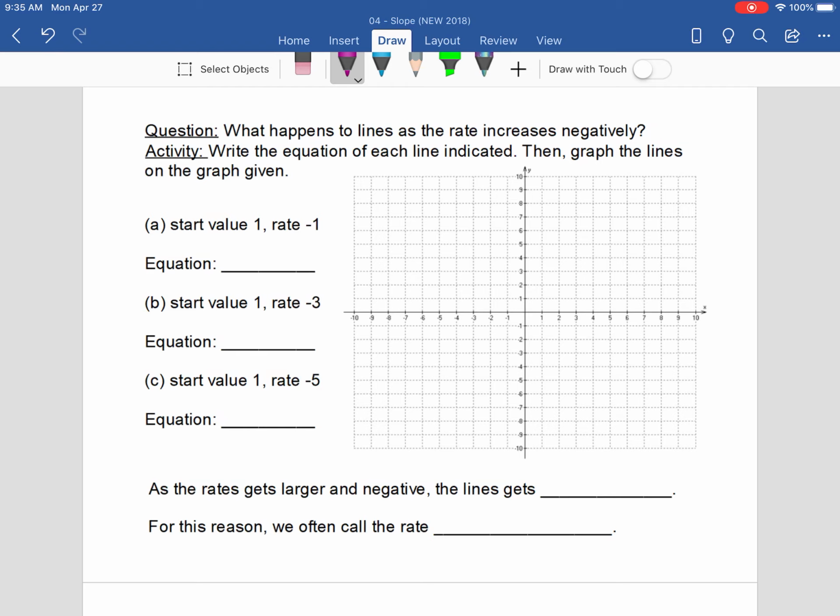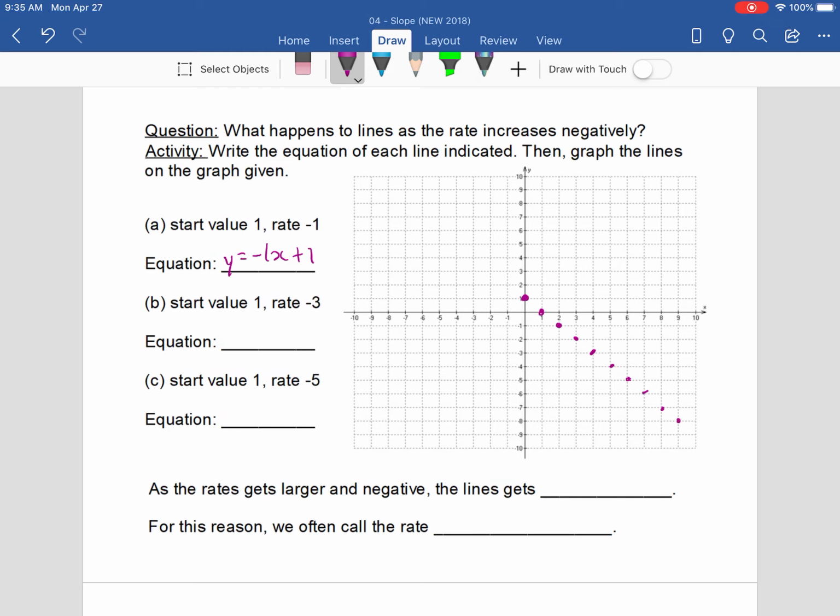Okay, so we're going to do the same thing with negative numbers. So if that is perfectly clear, you're going to find this fairly boring, but you're going to learn a little bit about negative slopes here. If it wasn't quite clear on the last activity, then hopefully by the end of this activity, you'll be like, okay, now I do get it. So it says go with the first equation, go with start value 1, rate -1. So now I'm going y equals -1x plus 1.